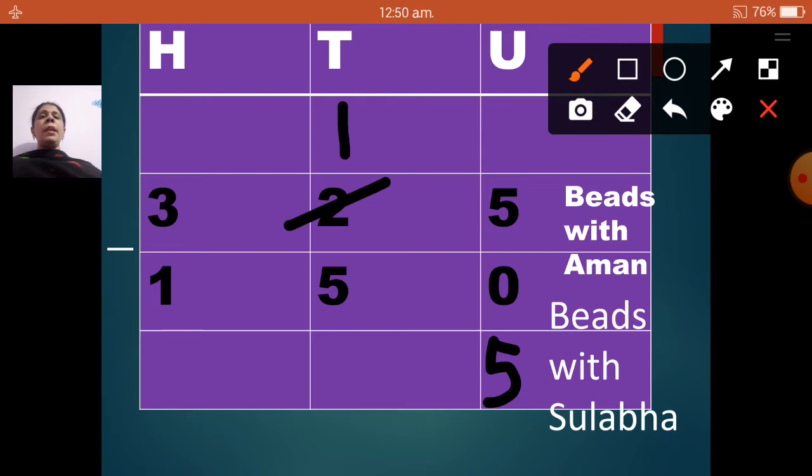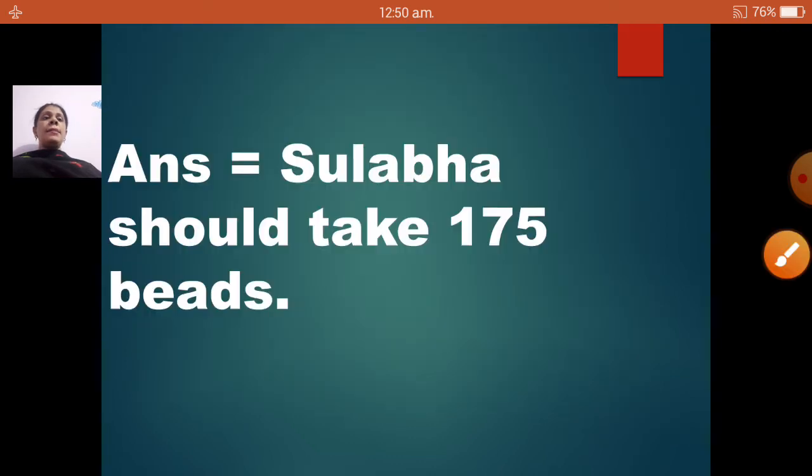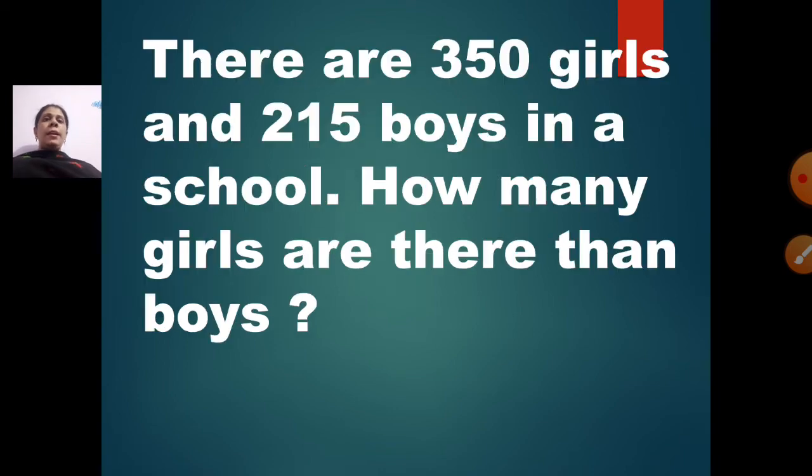So we'll cut 2 and we'll make it 12. And where did we get this one from? We borrowed from 3, that is in the hundreds place. Now if I borrow 1 from 3, 3 will become 2. So 12 minus 5. After 5, 6, 7, 8, 9, 10, 11, 12. That means 7. And 2 minus 1, 1. So what is the answer? 175. How are you going to write the answer? Sulabha should take 175 beads. Okay children. Now next.